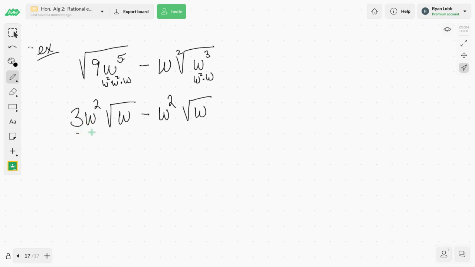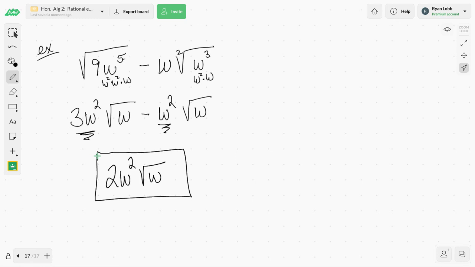And now if I have 3w squared times the square root of w minus w squared times the square root of w, are these like radicals? I can combine these. I have 3w squared minus w squared. I have 2w squared square root of w. Never said w so many times in my life. There it is. All right, so that's simplified.